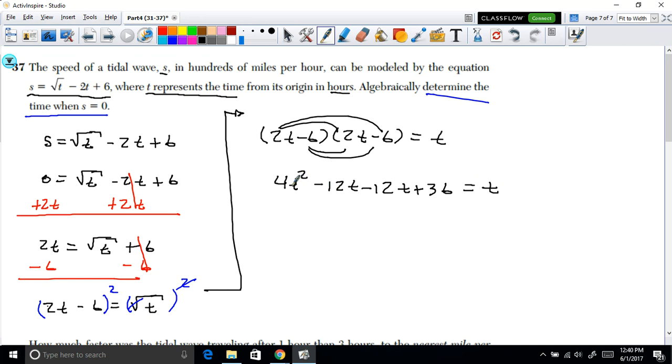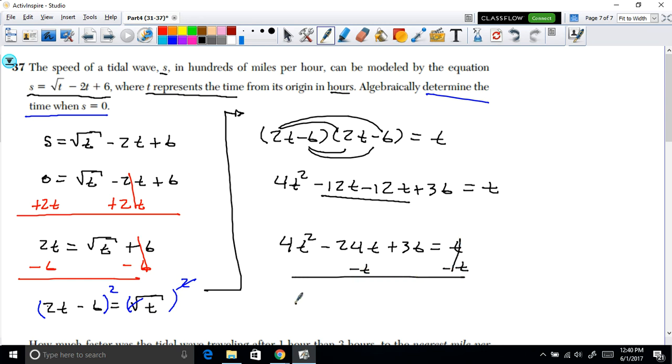Now, if you want to solve this, you have to let your equation be equal to 0, so minus t. But before we do that, actually, we want to combine these two. So now we have 4t squared minus 24t plus 36 equal to t. Now, let's subtract that t here. So now we have 4t squared minus 25t plus 36 equal to 0. Because of space, I'm not going to show the work as to how we're going to factor this, but what you want to do now is factor 4t squared minus 25t plus 36.